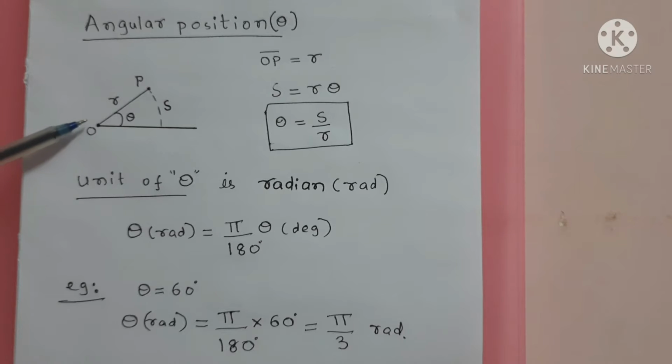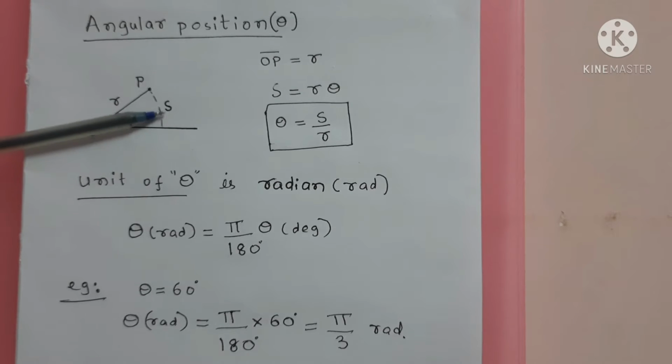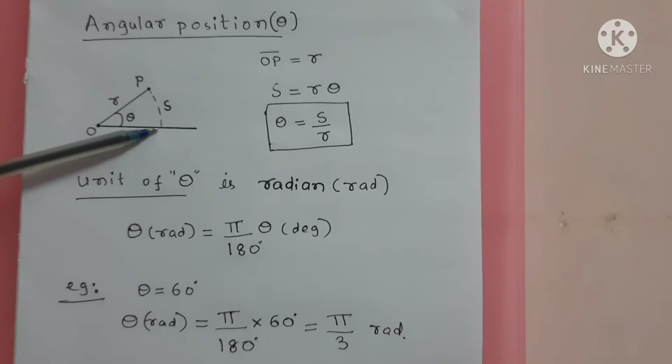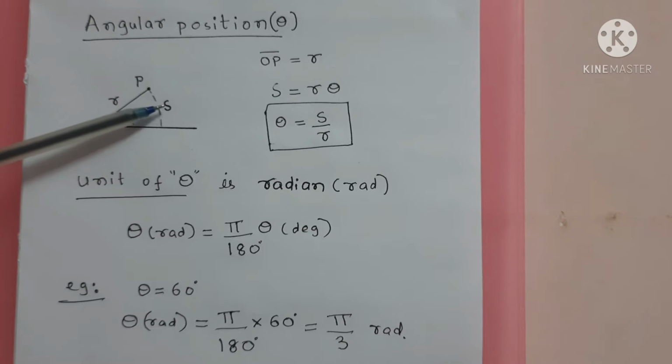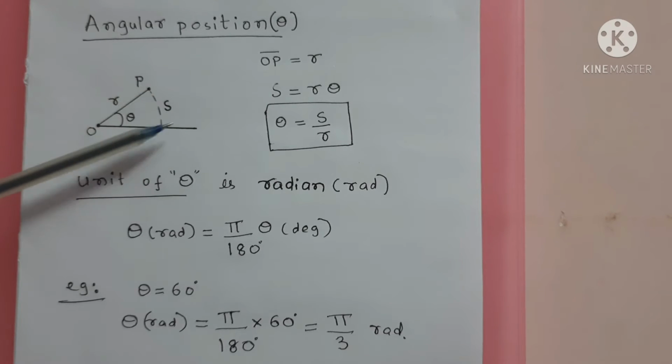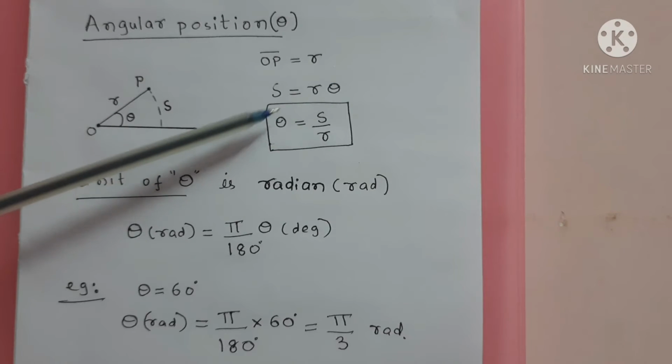What is this distance OP? I am calling it R, because it is just like you are going to draw a circle. So OP equals R. This arc, this curved path, S is the arc length, and with angular position theta and the radius R of this curved path, they are related like this: S equals R theta. This formula you remember. Then theta equals S by R.